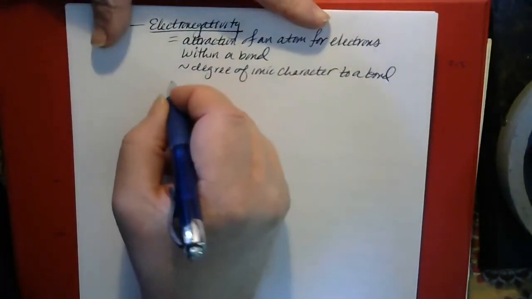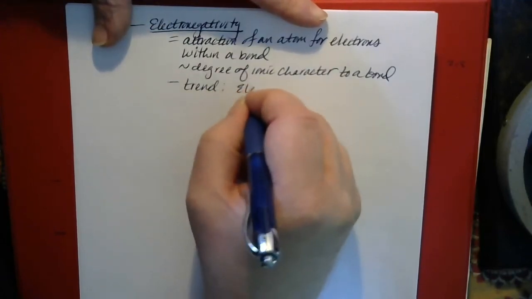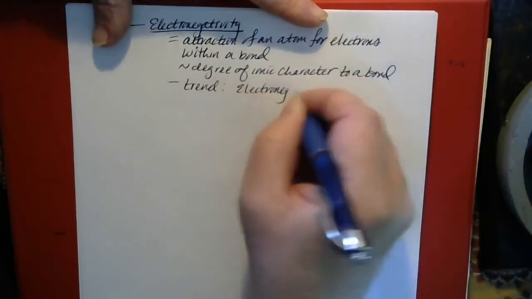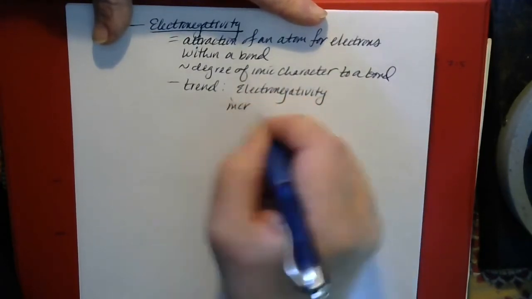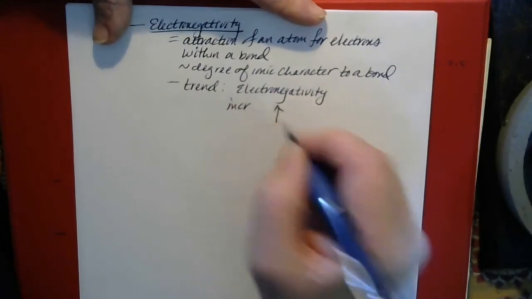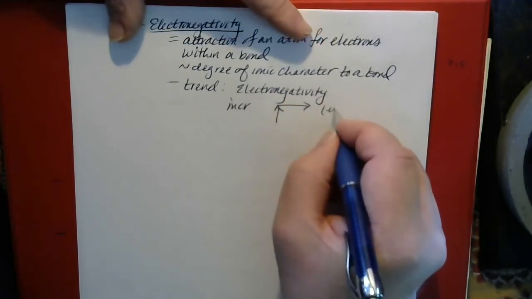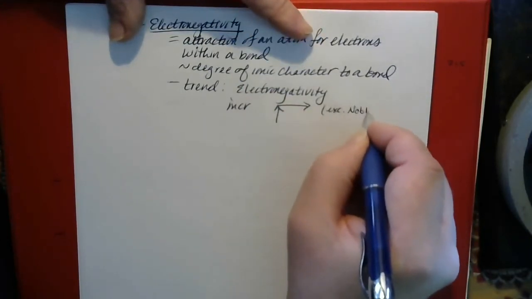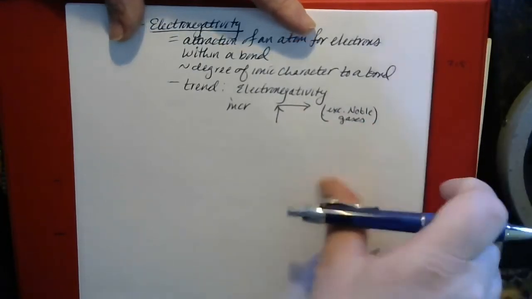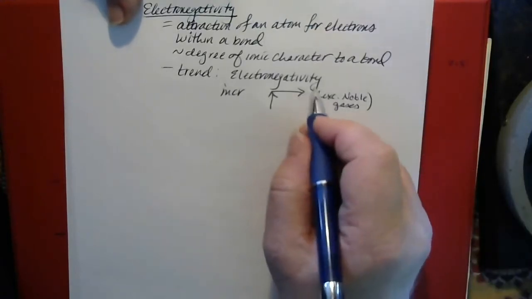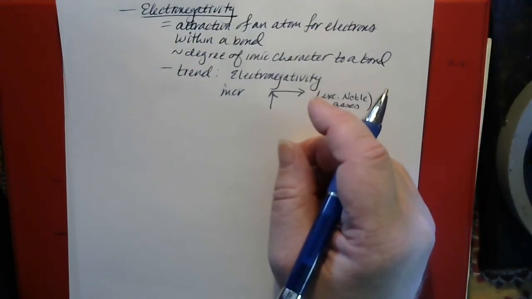There is a trend in the periodic table, and that is that electronegativity increases going up a group, and it increases from left to right. Major exception would be the noble gases. They have very low electronegativities, even though they're way over on the right. And that's because they're odd. They don't want to gain or lose electrons.